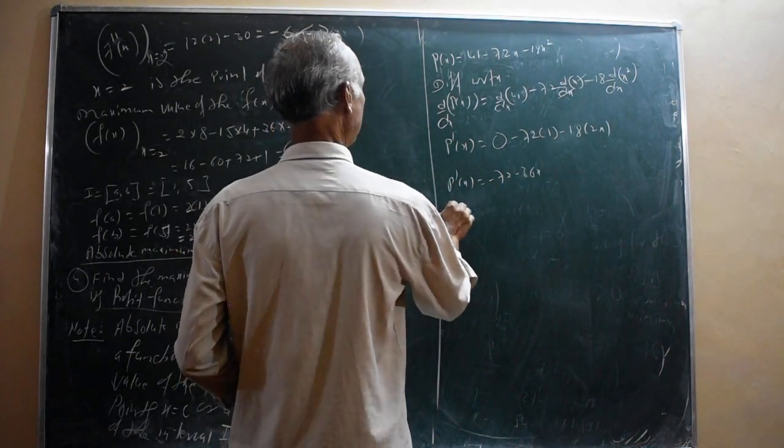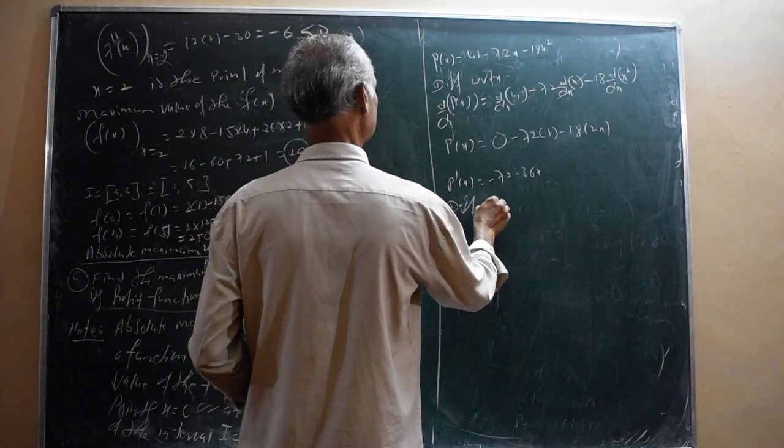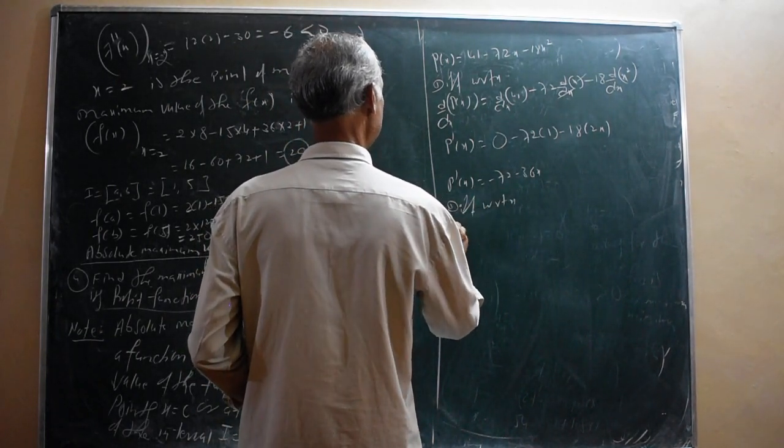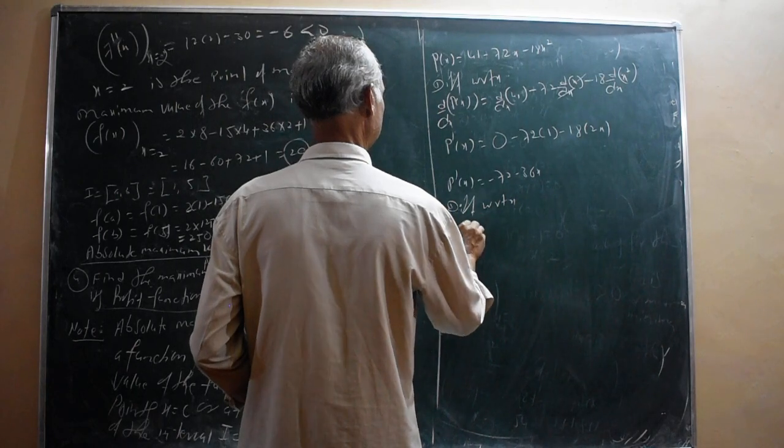Now, differentiating with respect to x again, d by dx of p dash of x.